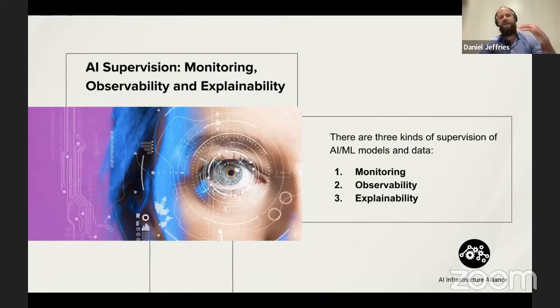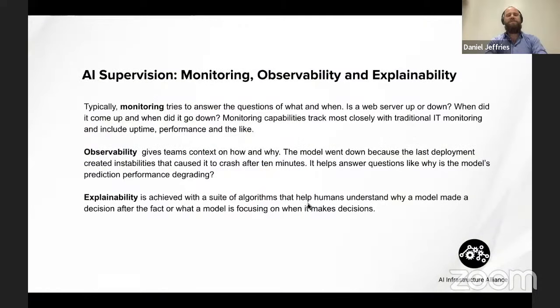We were even doing that when we were working on initial versions of the report. So again, this is an example of how we step back and think about something and say, hey, does that make sense? We don't just accept, this is what people told us. It's like, no, we have to think about how to categorize these things appropriately. The reason we chose supervision is because it's this overarching thing of how you pay attention to your models. Typically, monitoring tries to answer the questions of what and when. Is the web server up or down? Is the inference engine running? Is it responding in a set amount of time? When did it go up or down? This is most closely tracking with traditional IT monitoring, uptime, performance, those kinds of things.